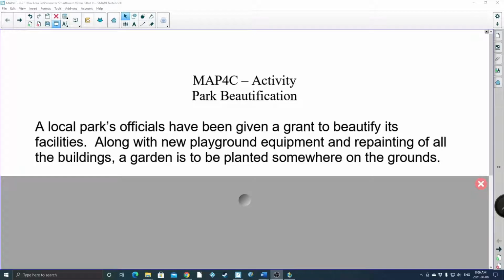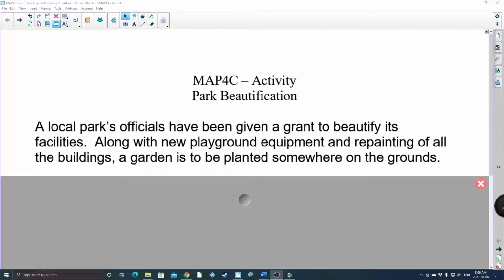Hello folks. In this video we're going to be talking about optimizing shapes. That means either finding a minimum perimeter, so the smallest perimeter that could go around the shape, or its maximum area. And we're going to do that in the form of an activity here.